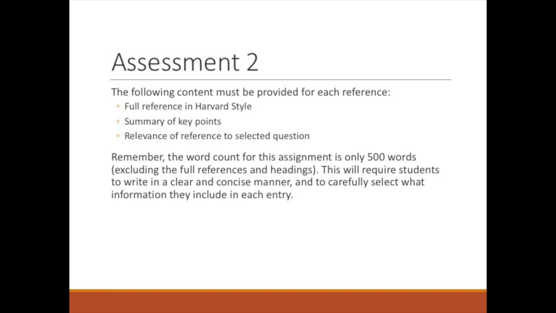Now remember, it's 500 words in total. You don't need to count the full Harvard reference or headings or anything like that. But this means that you need to write in a clear and concise way. Be quite selective in what information you include in each entry. Part of the skill in research and processing this information and the concepts and everything that you're learning is being selective, knowing what to focus on and what to let go of, basically.